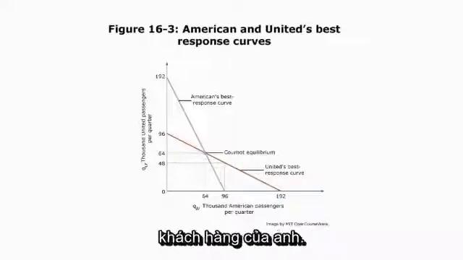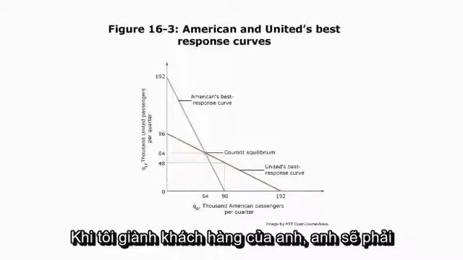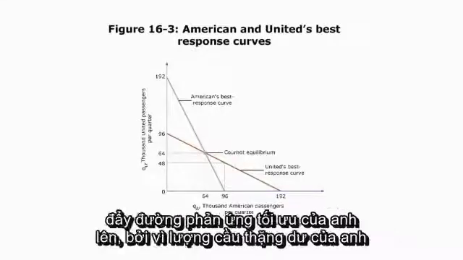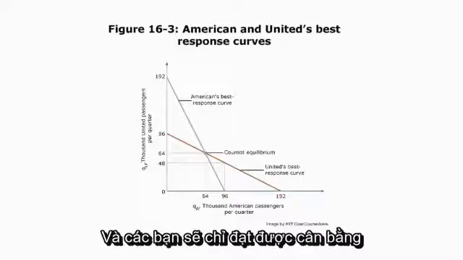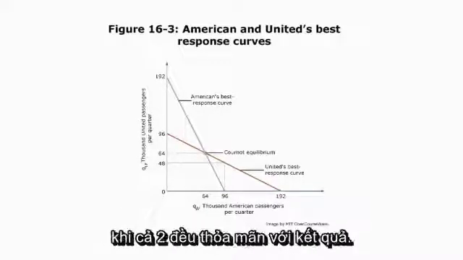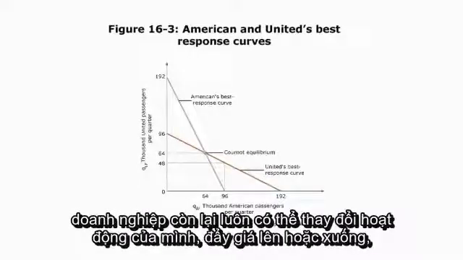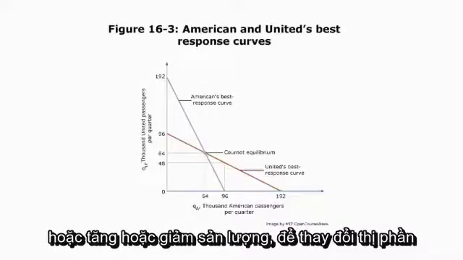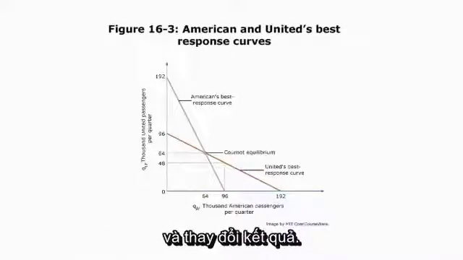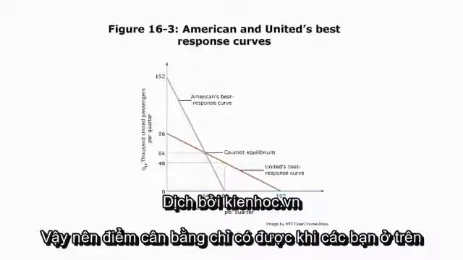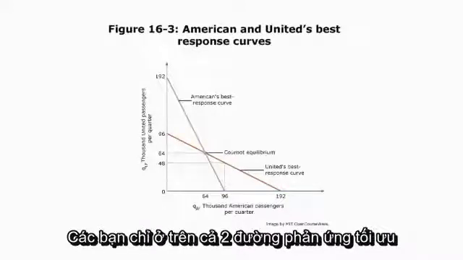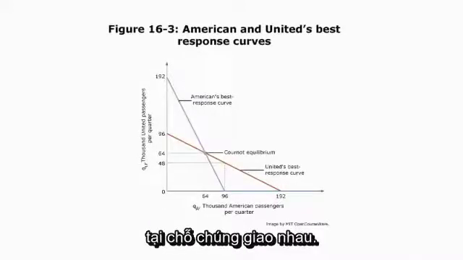As I steal your business, you are going to have to move up your best response curve, because your residual demand is shrinking. And you'll only reach equilibrium when you're both happy with the outcome. If only one firm's happy with the outcome, the other firm can always change its behavior, raise its price or quantity up or down, to change the market share and change the outcome. So equilibrium will only be when you're on both firms' best response curves, which is where they intersect.